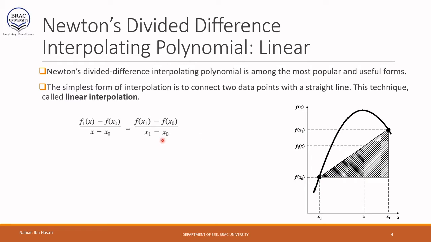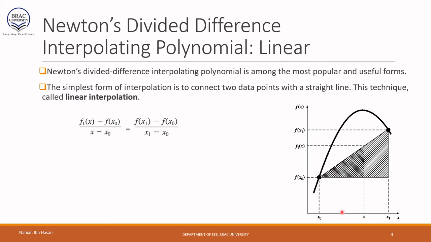First of all, let's look at Newton's divided difference interpolating polynomial in the linear case. This is the most popular and most useful form of interpolating methods in practice. For linear interpolation, we want to fit a straight line through the data points. To fit a straight line we need two data points.